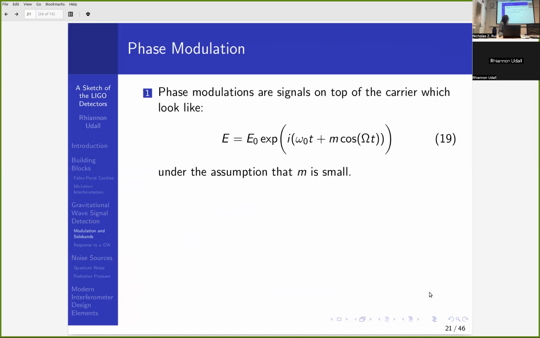Cool. So let's first talk about phase modulations. Another thing that seems like it should have been taught in an undergrad class, but was not taught to me at least. And also Sterl didn't teach this. So this is a phase modulation.